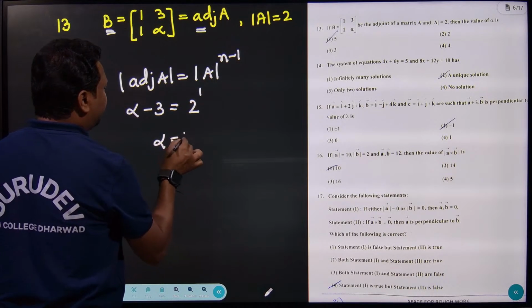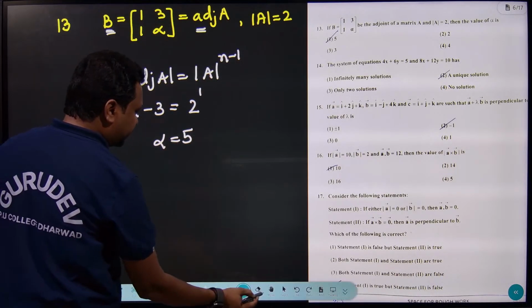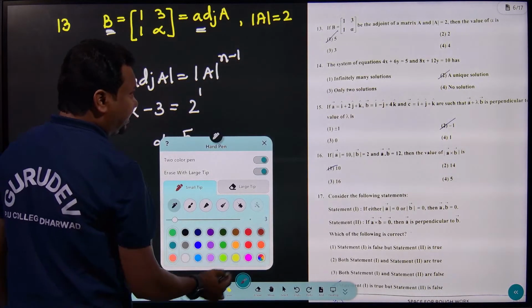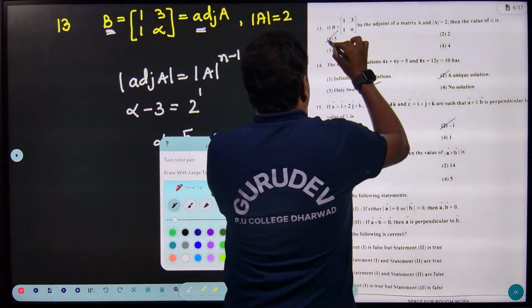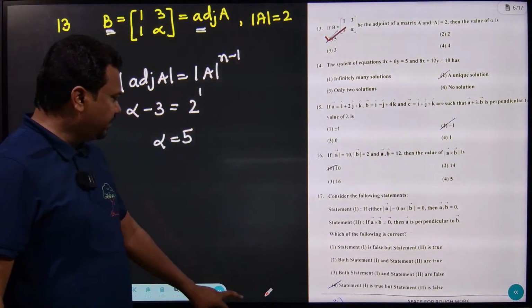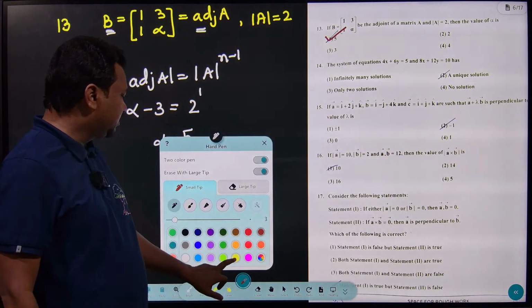Therefore, what should be the value of alpha? 5 is the right answer. I'll go with option A. 5 is the right answer for this particular question. Done.